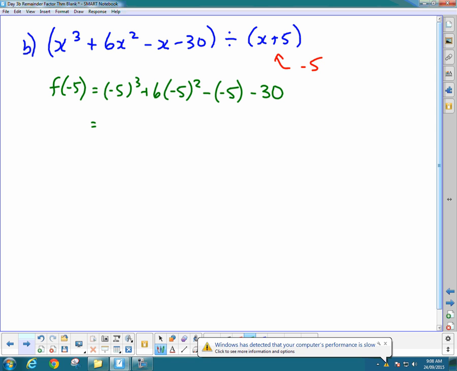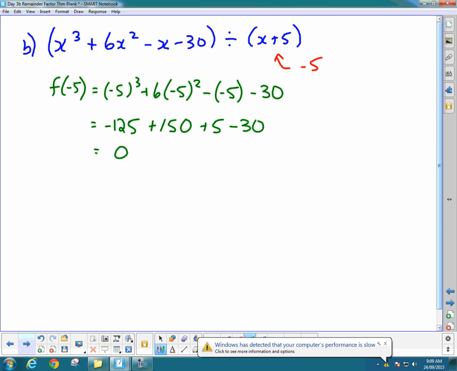So negative 5 cubed is negative 125. 5 times 5 times 5, and it's a negative times a negative, which is positive, times another negative. Be careful here. Negative 5 squared becomes positive 25 times 6 is 150. Minus 5 is like plus 5, and then minus 30. Add these up. What do we get? 0, that's right.